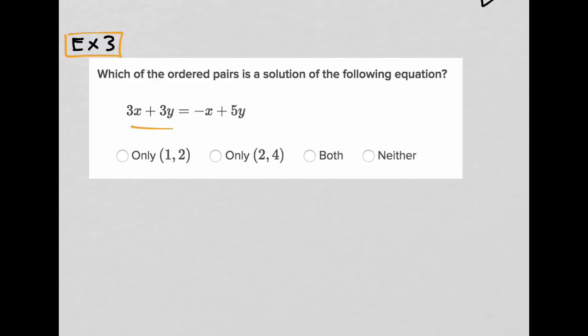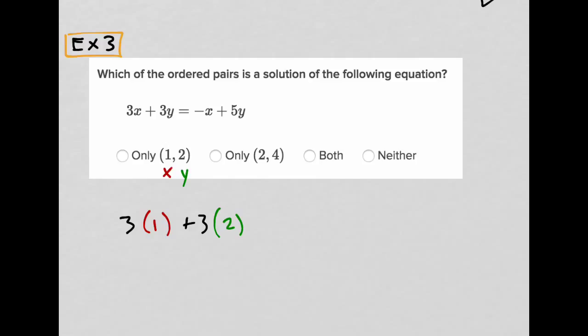Which of the ordered pairs is a solution to the following equation? Same instructions. This has more than that, this is interesting. Let's plug stuff in. That's an X, that's a Y. So what I got is 3 times 1 plus 3 times 2, because that's the Y coordinate.